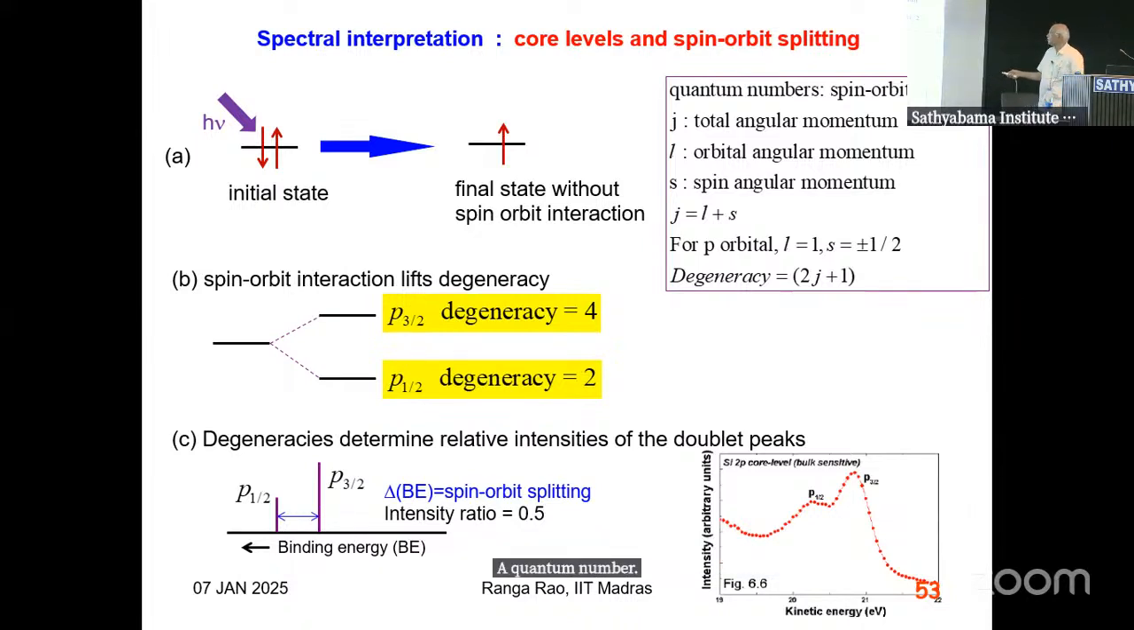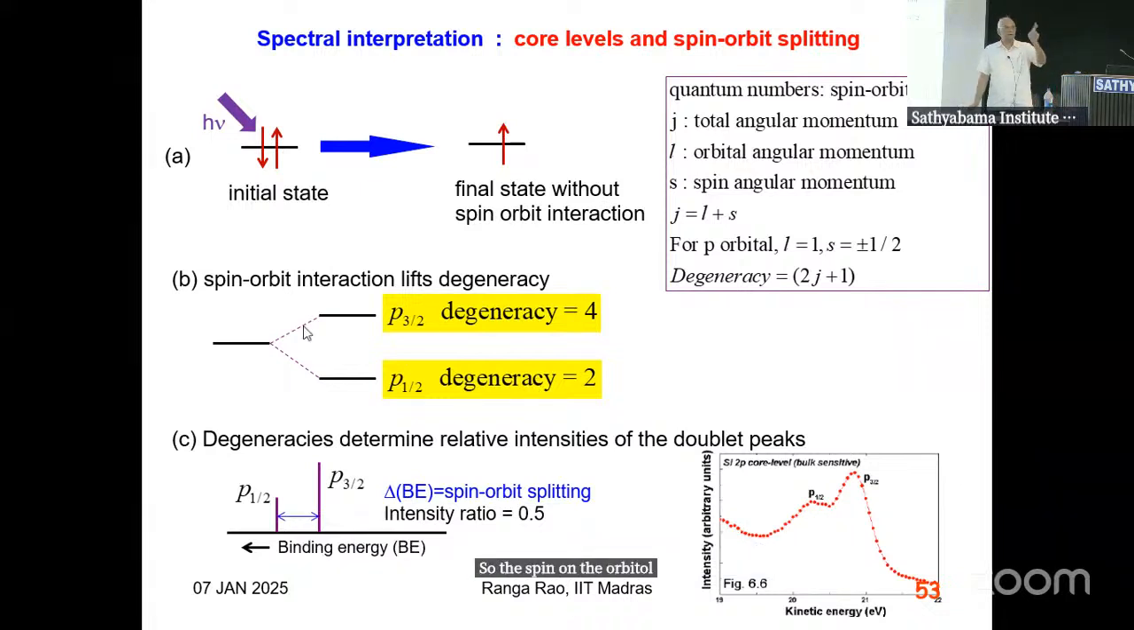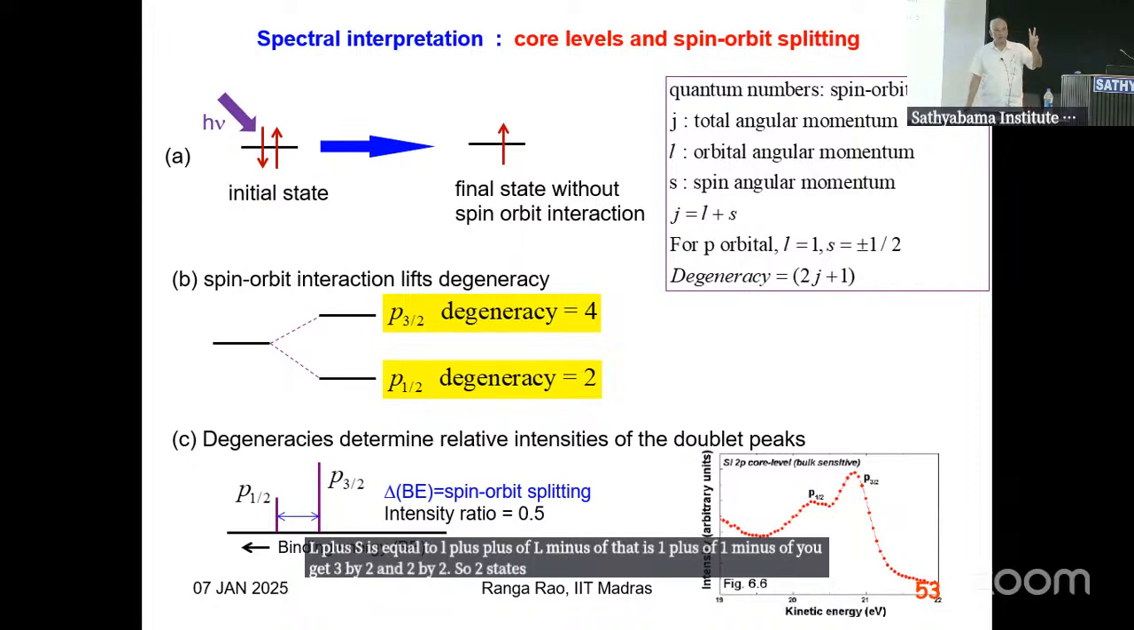No interaction between the orbital quantum number. Okay, but this electron is sitting in, let us say, a p orbital, and p orbital has L equal to 1. Spin here is plus half or minus half. So the spin and orbital interaction takes place. L plus S or L minus S, 2 states will come. That is 1 plus half, 1 minus half. You get 3/2 and 1/2. So 2 final states will come. That is the reason why you get doublets in P, D, and F.